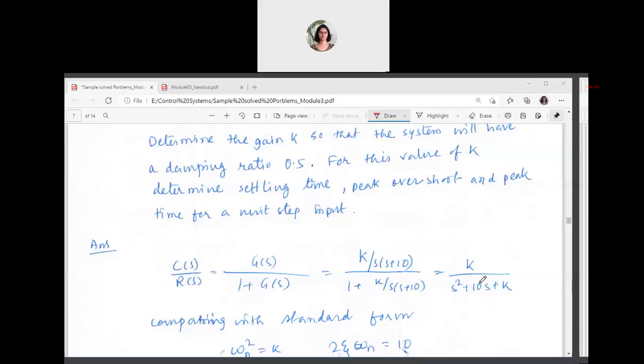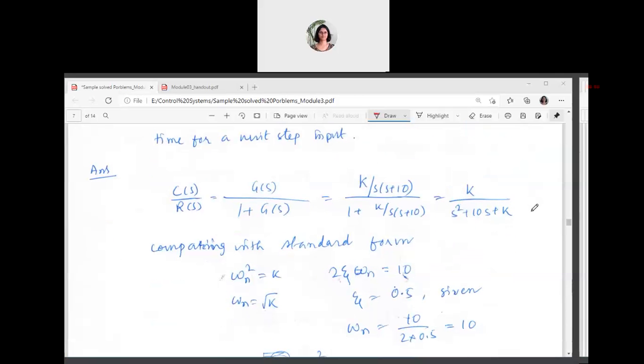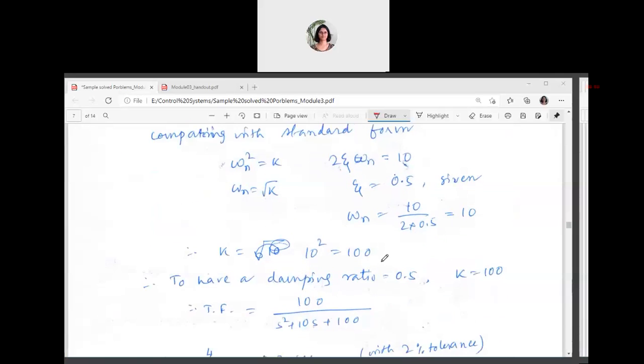Then what you require? You need to find out zeta and omega n. So from here, if you compare, omega n square is equal to k. So omega n is root over of k. And 2 zeta omega n is nothing but 10. It is specified that zeta is equal to 0.5. So for that, what is omega n? Omega n should be 10. If omega n is 10, then what is k? K is 10 square. So k is equal to 100. Right? Now k is equal to 100 for damping ratio of 0.5.